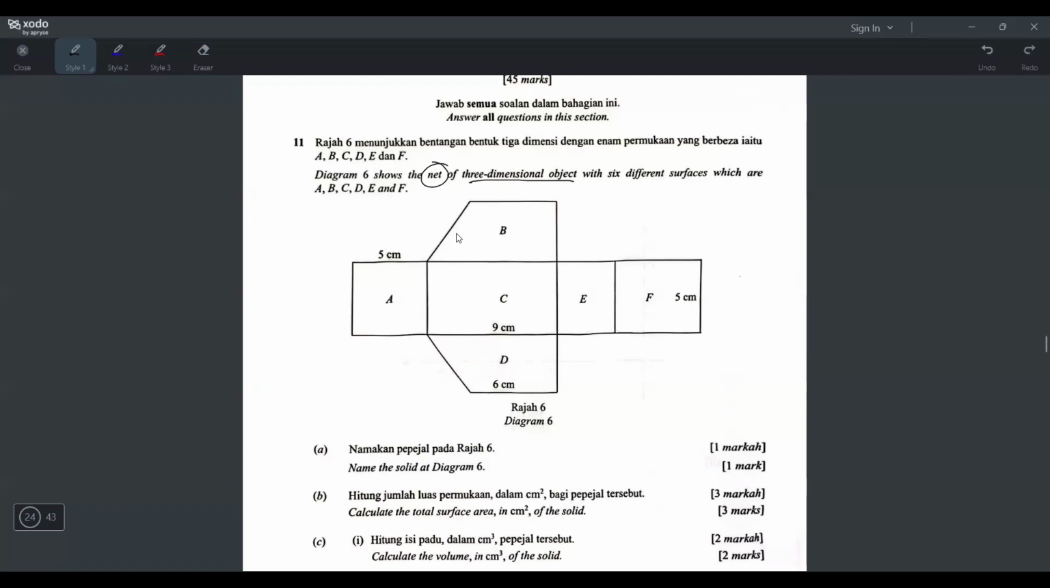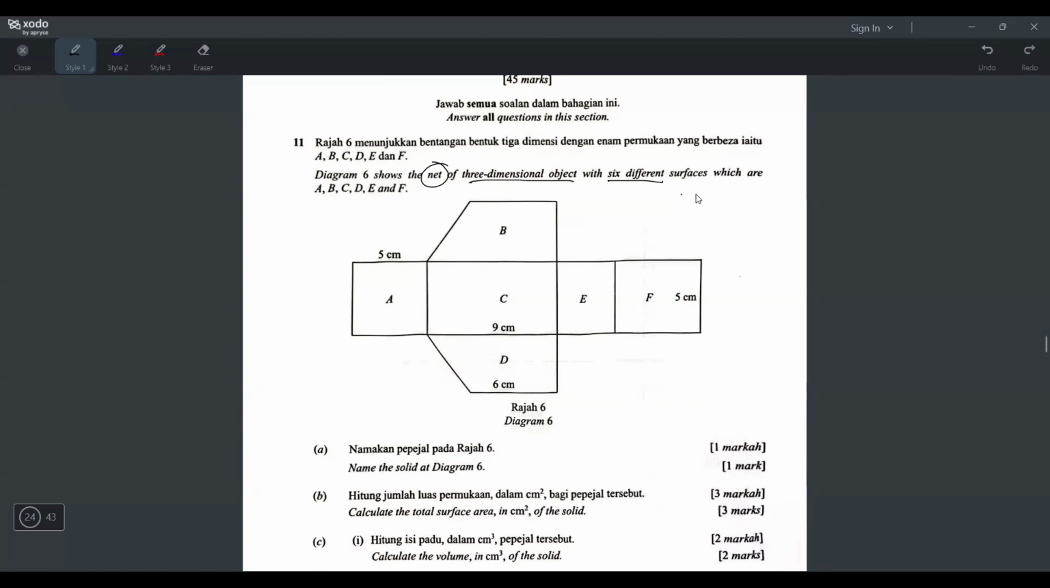So when you open up the 3D shape, it looks like this with 6 different surfaces, which are A, B, C, D, E, F. So 1, 2, 3, 4, 5, 6. Yeah, 6 surfaces, right? So soalan A, it says name the solid at diagram 6. Okay, let's imagine the 3D shape, how it will look if I fold it up. Because this one is like, I already opened up the 3D. What if I never open up the 3D shape? How will it look like?